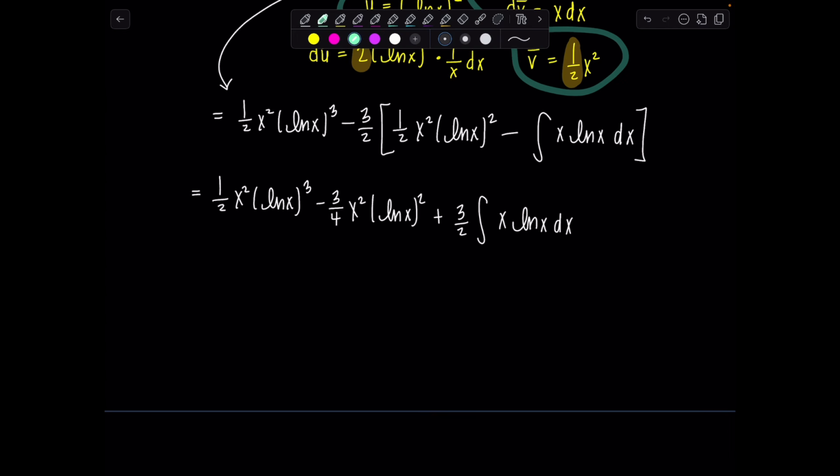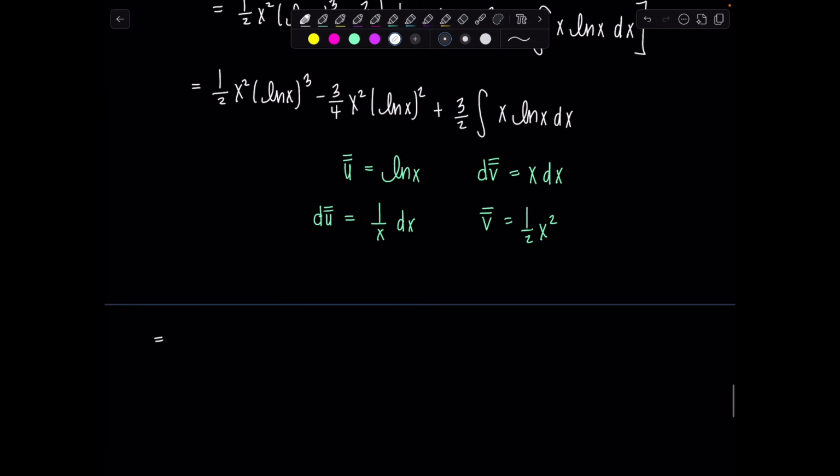All right, u double bar, I guess, is going to be ln of x, and then dv double bar would be x dx, and then, or you could put a hat on it, like this. That's a hat. Okay. du double bar is 1 over x dx, and then v double bar would be 1/2 x squared. Good? Okay, rewrite everybody that you have so you don't forget about them.